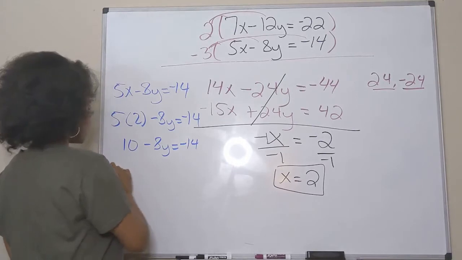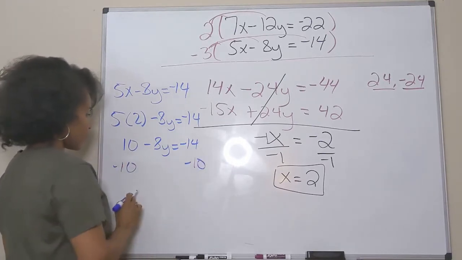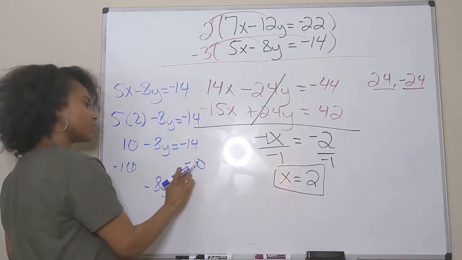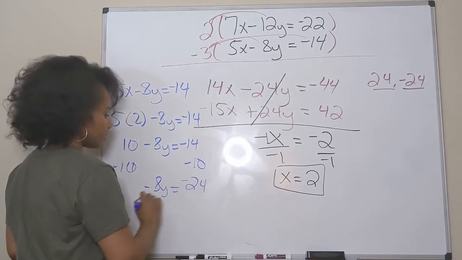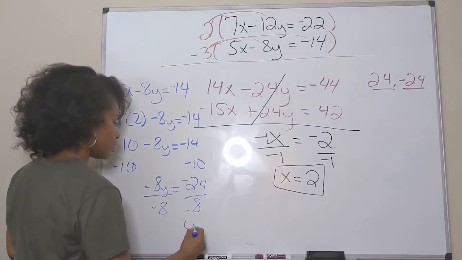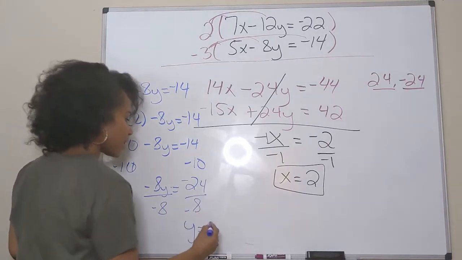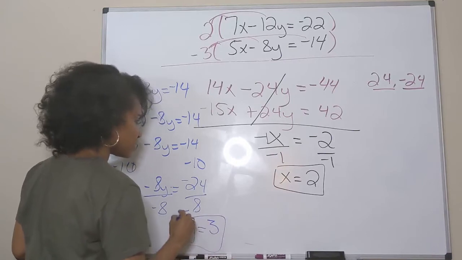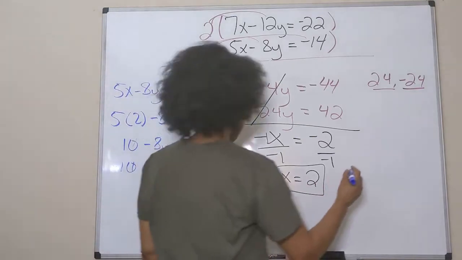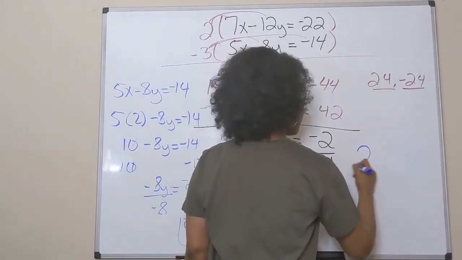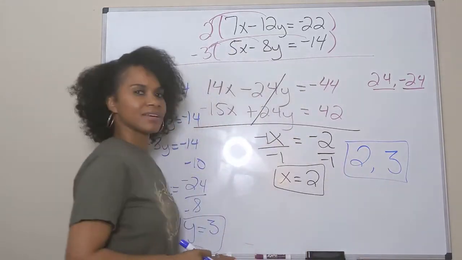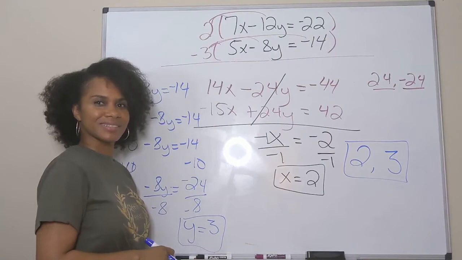Left with the two-step equation. Subtracting 10. Negative 8y equals negative 14 minus 10, that is negative 24. And then dividing through by negative 8. And negative 24 divided by negative 8 is a positive 3. So my x value is 2, my y value is 3. So my solution to this system of equations is (2, 3). So I have solved this system of equations.